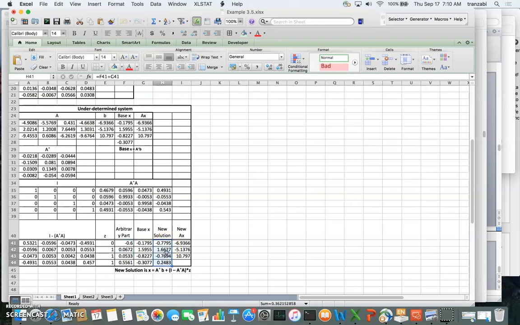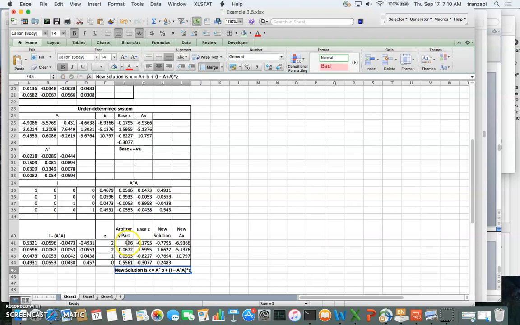And this solution satisfies the equation. If you calculate A times nu x, so this is nu x, right? If you calculate A times nu x, you get exactly the B. So look at this B and compare it with A times the new solution, right? So it's the same. So that means now you can actually change your Z and you still can match this. So let's say I'll do, you know, like 2, 1, 2, 2, 1, 0, right?